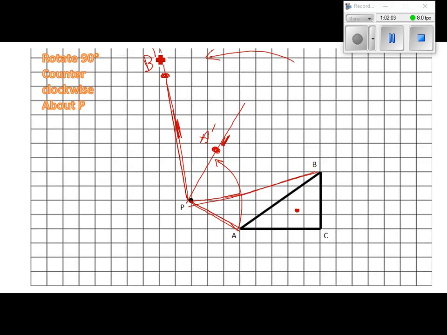Guess what I do for C? Same thing. Connect it to P. Line up that hole in that line. And we want to go, so it's 90 degrees. 90 degrees is going to end up somewhere like right in there.